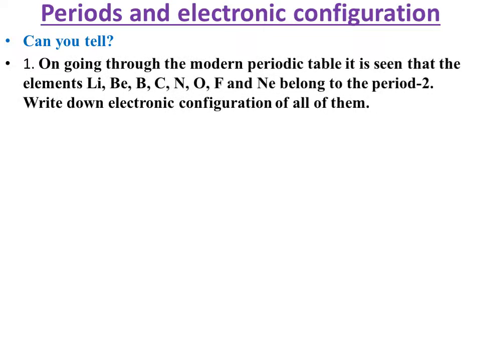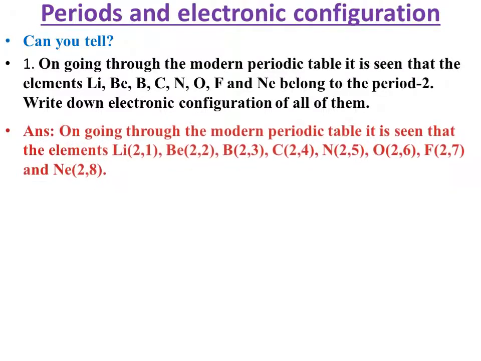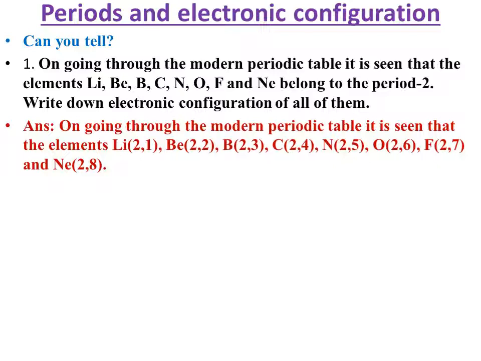Now we are going to study periods and electronic configuration. Can you tell? On going through the modern periodic table, it is seen that the elements lithium, beryllium, boron, carbon, nitrogen, oxygen, fluorine and neon belong to period 2. Write down the electronic configuration of all of them. Lithium 2,1, beryllium 2,2, boron 2,3, carbon 2,4, nitrogen 2,5, oxygen 2,6, fluorine 2,7 and neon 2,8.